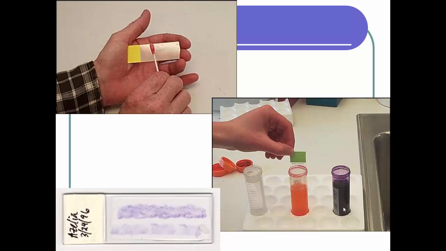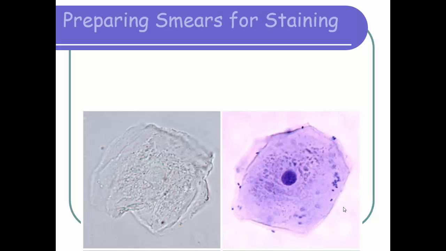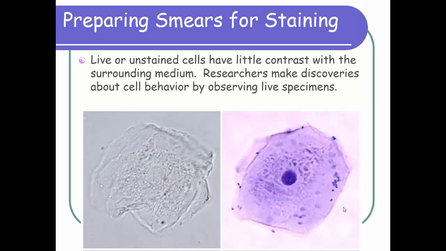Here's an example of doing a thin smear. You simply roll the cotton tip swab along the slide, thinning out as we go. We then use different dyes depending on what we want to emphasize. For example, here's an unstained human cell. Here's a stained cell. What are the differences?